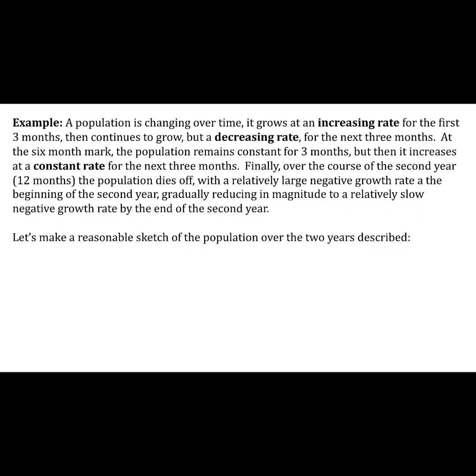All right, let's look at the last one here. We've got a population that's changing over time, and it grows at an increasing rate for the first 3 months. So it's telling us from 0 to 3, increasing rate. Because it's an increasing rate, our rate of change is increasing. So it's really telling us that we're concave up.